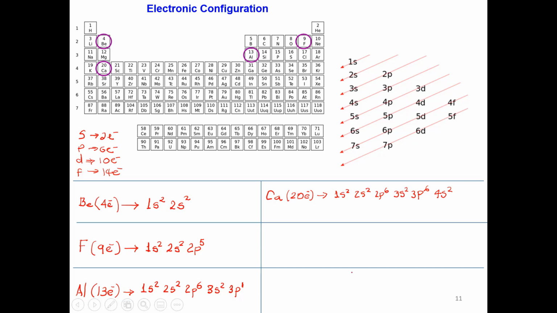Then let's see how many electrons we have now. We have 10, 12, 18, 20. Then we have 20 electrons. Then this corresponds to the electronic configuration for calcium. Then let's write for iron. For iron, we have 26 electrons.